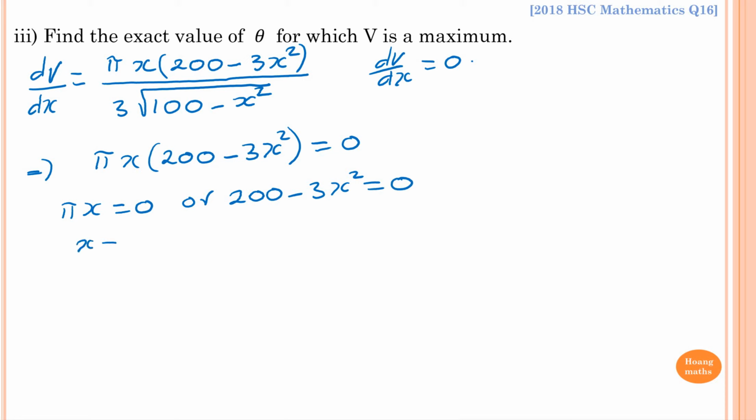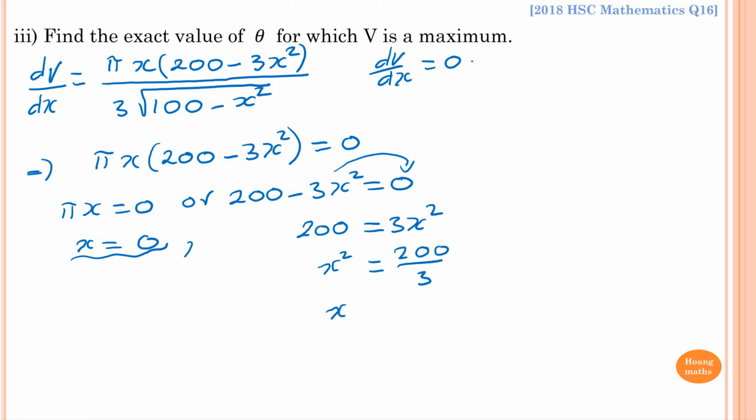So x is equal to 0, but we can ignore this one because of the application, so x equal to 0 doesn't make sense. Then we focus on this one. So 200 minus 3x squared equals 0. We move the 3x squared to this side. That means 200 is equal to 3x squared. If I divide both sides by 3, x squared is equal to 200 over 3. Therefore x is equal to, now every time you square root, we must have a plus and a minus. But in this case, because of the application, we can ignore the negative.